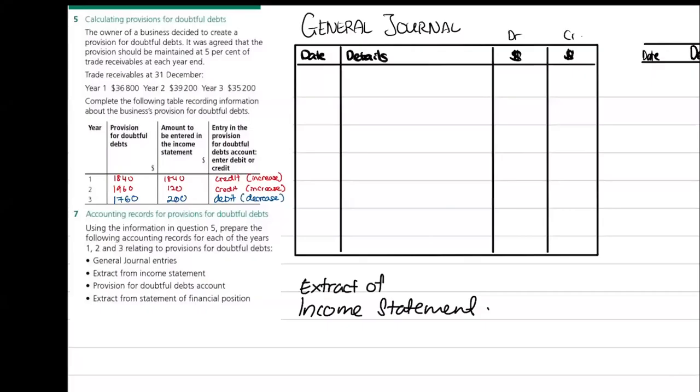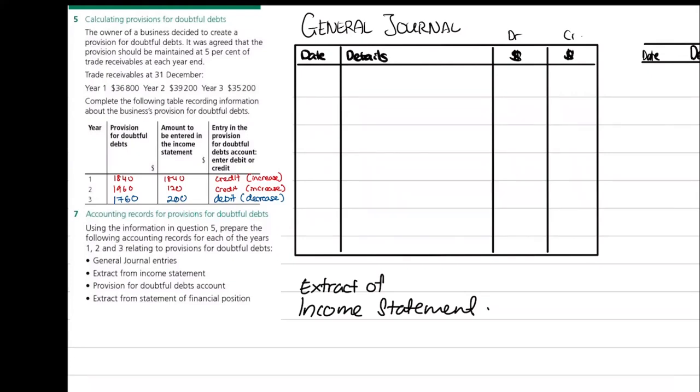So let's look at question number 5. Calculating provision for doubtful debt. So once we've calculated everything in question number 5, we're going to use it to record it into our general journal, income statement, provision for doubtful debt account, as well as the extract of income statement and statement of financial position.